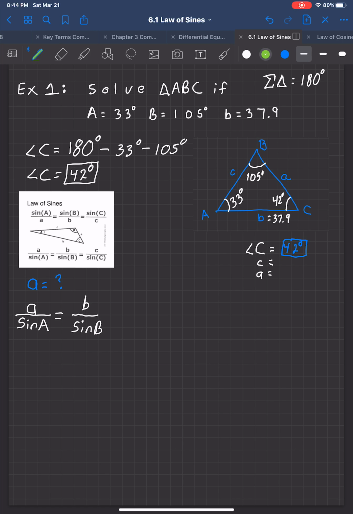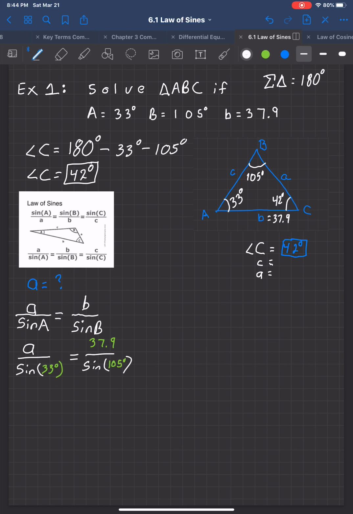So this means now I'm going to plug in. So I have A over sine of, well, A is 33 degrees. And that's going to be equal to, give me 1 second. So B, in this case, is 37.9. And angle B is 105 degrees. Okay, are you with me? Are you with me that we have put everything in the right spot?